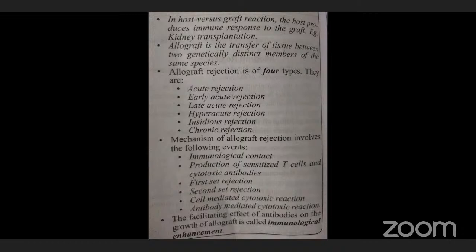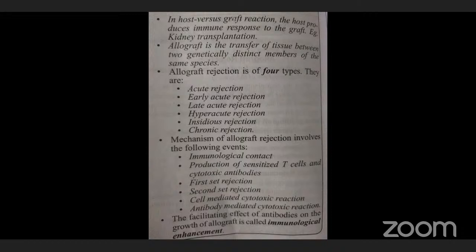Because, for example, a kidney is transplanted from one person to another person. So rejection may occur within an hour, or within a day, or after 10 years. So the chance of rejection is high due to the dissimilar antigens.